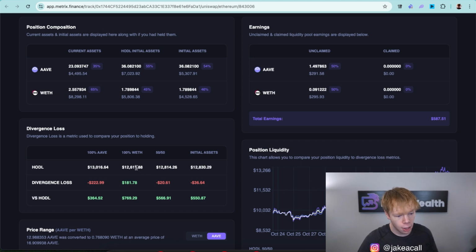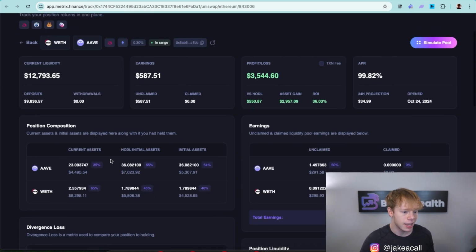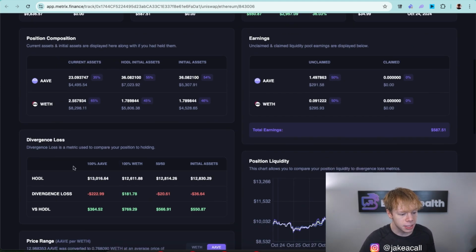If I just held all my money in Ethereum, I'd actually have a little bit less than the liquidity pool. I'd have 12.6K. When you factor in my earnings as well as the divergence gain in this instance, I have a $770 profit. In AAVE, which was the high performer in this pool, if I just held my money in AAVE, I'd have 13K. I only have 12.8K, but since I have the earnings, I'm at a $365 profit compared to that metric. I am outperforming all metrics right here, guys.